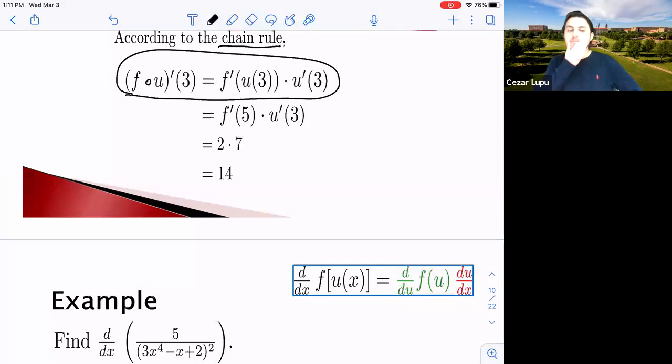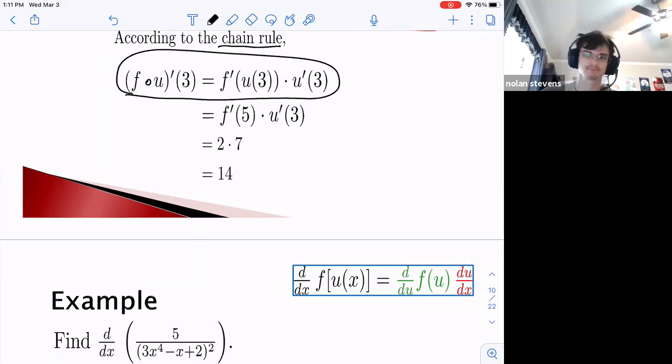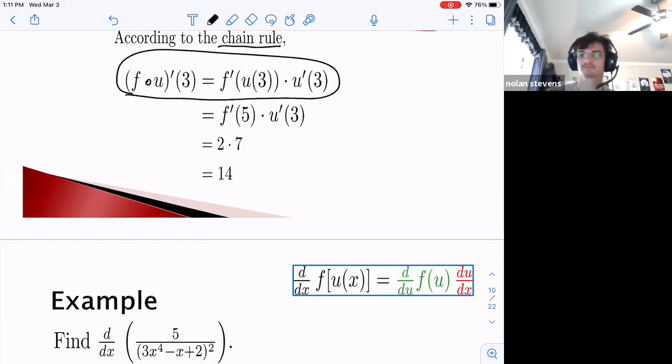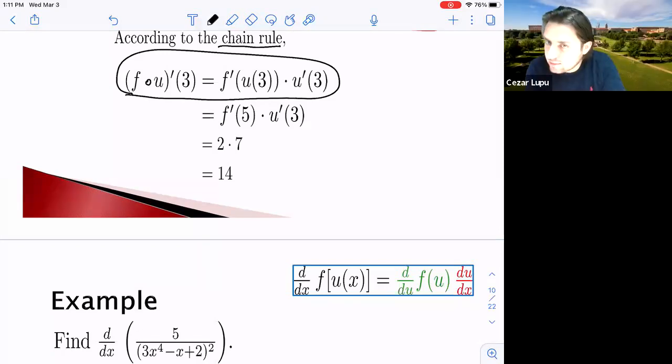So what do you think? What are you tempted to do here? Because you have a fraction, maybe you will be tempted to apply a power rule. Decomposition. Okay, say that again, Nolan. Decomposition. Decomposition, right? Who is who?